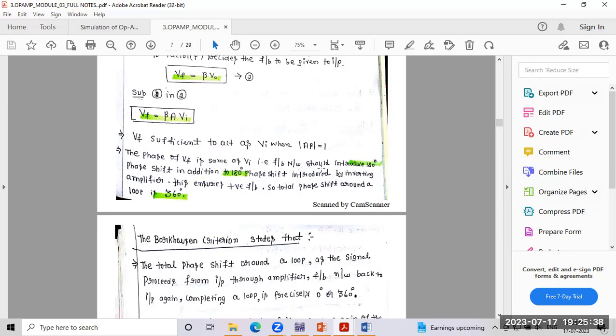That is, the feedback network should introduce a 180 degree phase shift, and then the basic inverting amplifier will introduce another 180 degree phase shift, total equal to 360 degrees. Okay, a 360 degree output will be generated without any input supply. That is the beauty of this RC phase shift oscillator. Without any input supply, the RC phase shift oscillator will give 180 degree phase shift, 180 degree oscillation.